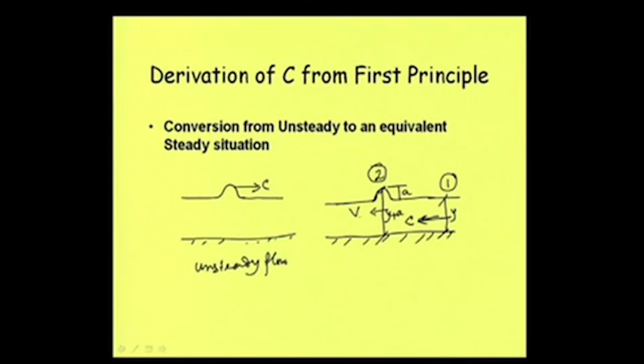Now we can write a continuity equation, and from that continuity equation we can find how we can relate V and C. How can we write the continuity equation? If we consider this channel to be rectangular, and suppose we consider a unit width of the channel. This is the equivalent steady state. And now let us see how we can write the continuity equation.